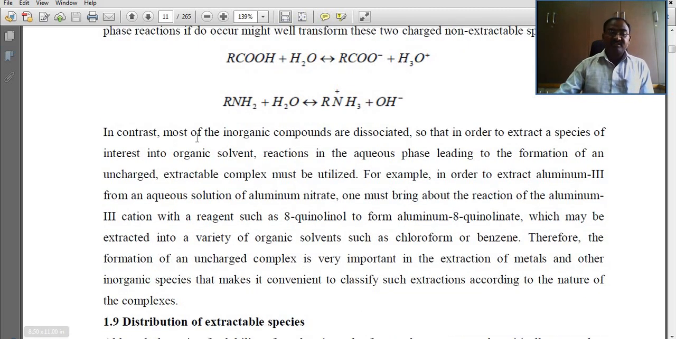In contrast, most of the inorganic compounds are dissociated, so that in order to extract a species of interest into an organic solvent, reactions in the aqueous phase leading to the formation of an uncharged extractable complex must be utilized.